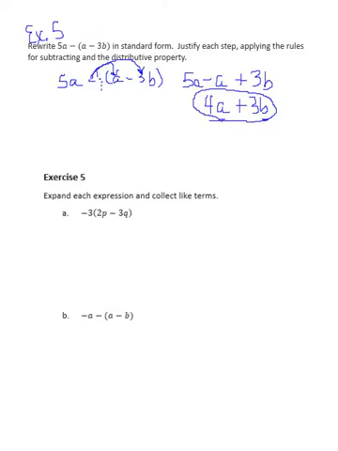Let's try A in exercise 5. Expand each expression and collect like terms. Basically, we're just using that distributive property again. So we're going to have -3 times 2p minus, let's rewrite him as an addition statement. So let's say we're going to add, or plus, let's see, how would we write that? -3 times a -3q.